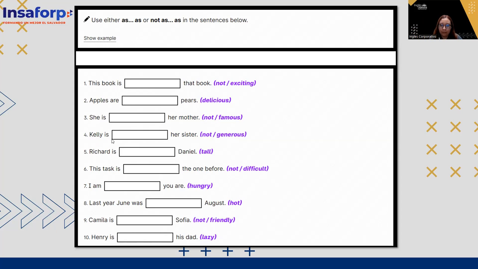Number four. Kelly is not as generous as her sister. Correct. Number five. Fisher is as tall as Daniel. Exactly. They are equally tall. Number six. Who wants to do number six? This task is not as difficult as the one before. Yay, that is correct.